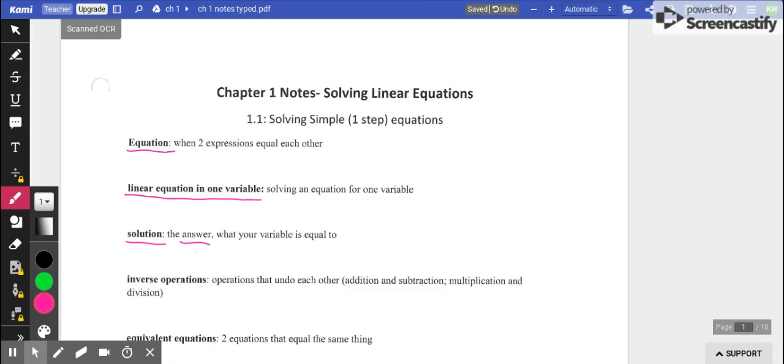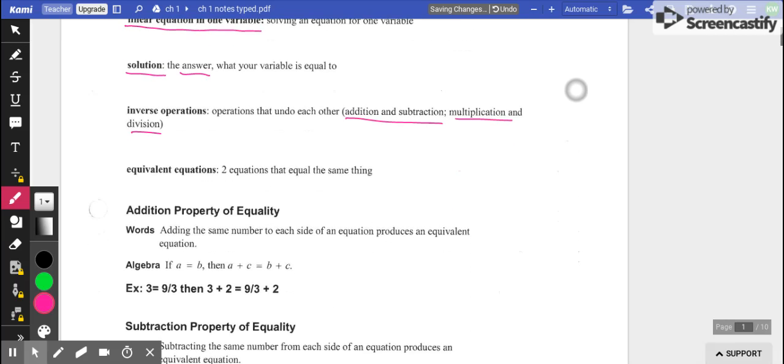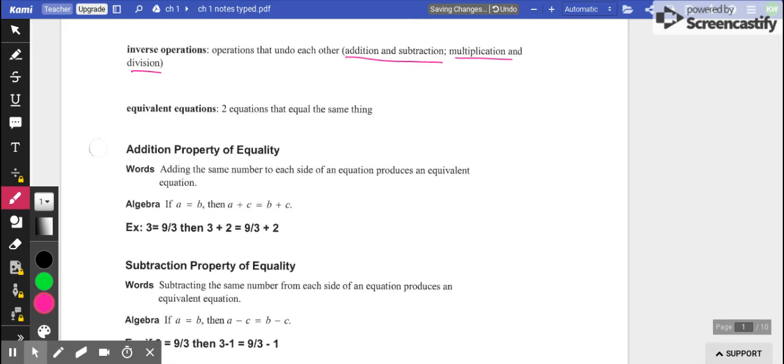Inverse operations are operations that undo each other. So addition undoes subtraction, multiplication undoes division, and so forth. Equivalent equations are two equations that are equal to the same thing. So we've got some properties of equality, and all of these properties of equality tell us the exact same thing. As long as you do the same thing to each side of the equation, you haven't changed the value. You've created an equivalent equation.